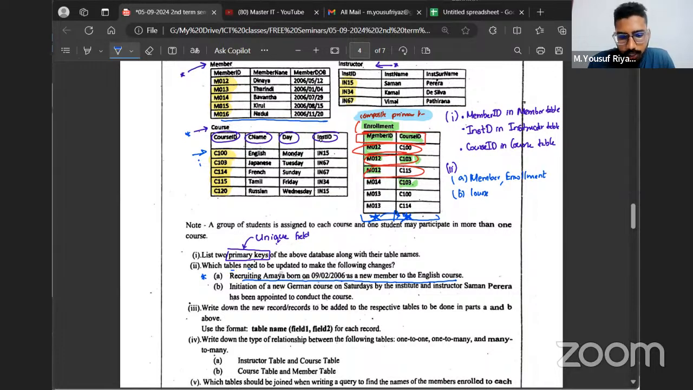Next, they mentioned that it's done by Saman Pereira. I had to go and see, do we have an instructor called Saman Pereira? I have. So no changes, right? So basically, I have to update the course table only, because Saman Pereira is already a registered instructor. Clear?